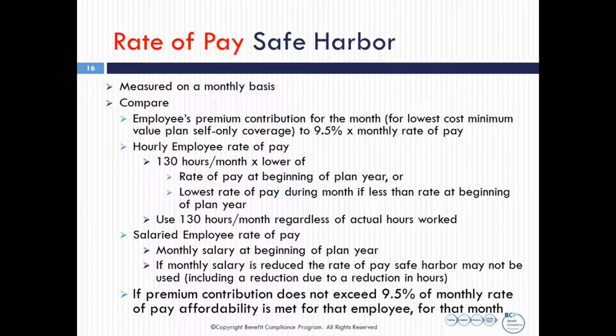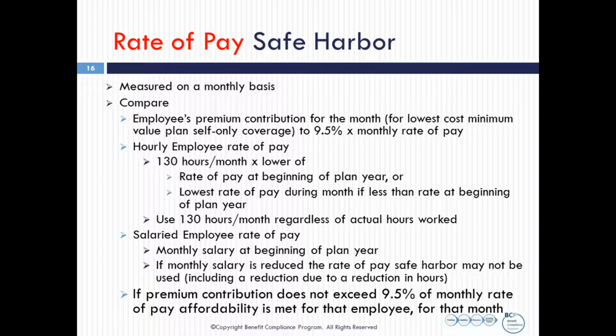Now the rate of pay, the second safe harbor. This is measured on a monthly basis. You are comparing, again, the employee's premium contribution for the lowest cost minimum value self-only coverage to 9.5% of their monthly rate of pay. Now, if it's an hourly employee, you are going to use 130 hours per month times the lower of the rate at the beginning of the plan year, or if different, the lowest rate of pay during the month if less than that rate at the beginning of the year.